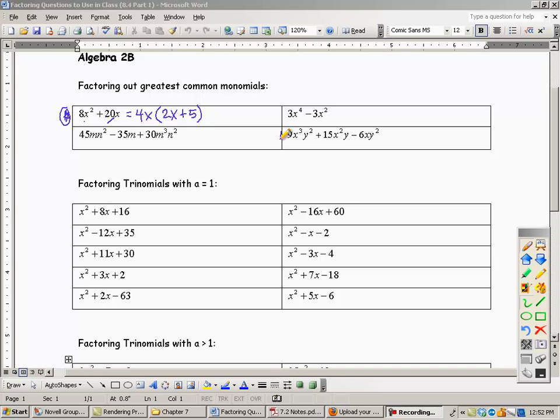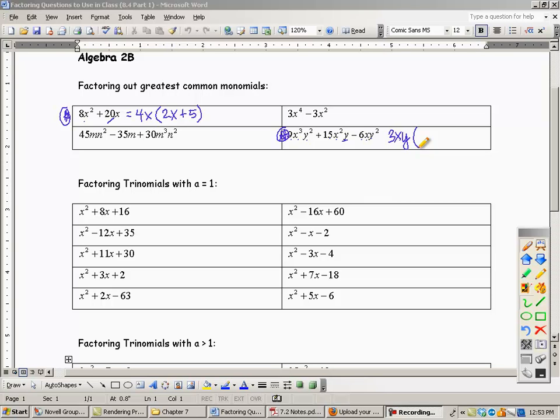I'm going to come down here to this one, and I'm only going to do 2 of them here. And I want to look at what do these have in common. And so I look at the numbers first. 9, 15, and 6. The biggest number in common is a 3. And then I look at the x's. There are 3 here, only 2 here, only 1 here. Because there's only 1 in each of them, I can only pull 1 x out. I have 2 y's here, 1 y, 2 y's. Because again, I only have a single y, I can only pull a single y out. So the numbers, you take the biggest number in common. The variables, you take the smallest number that's in each of them.